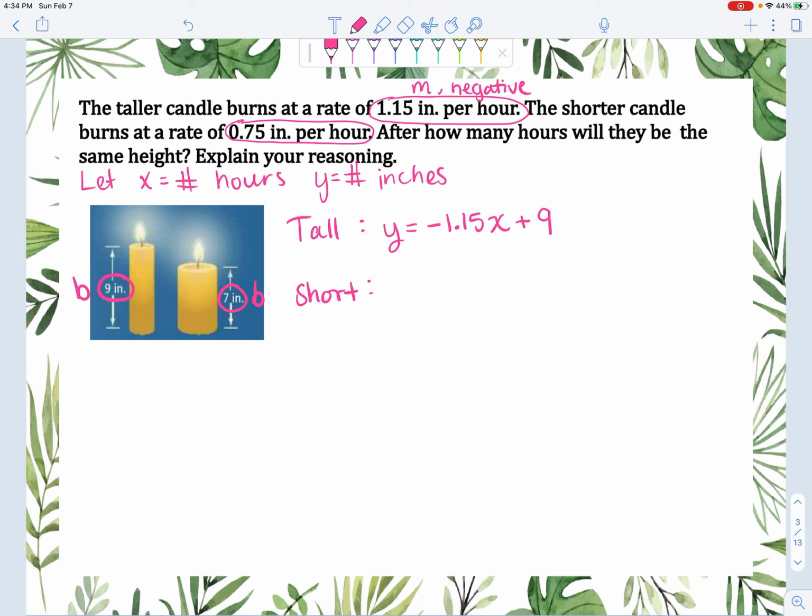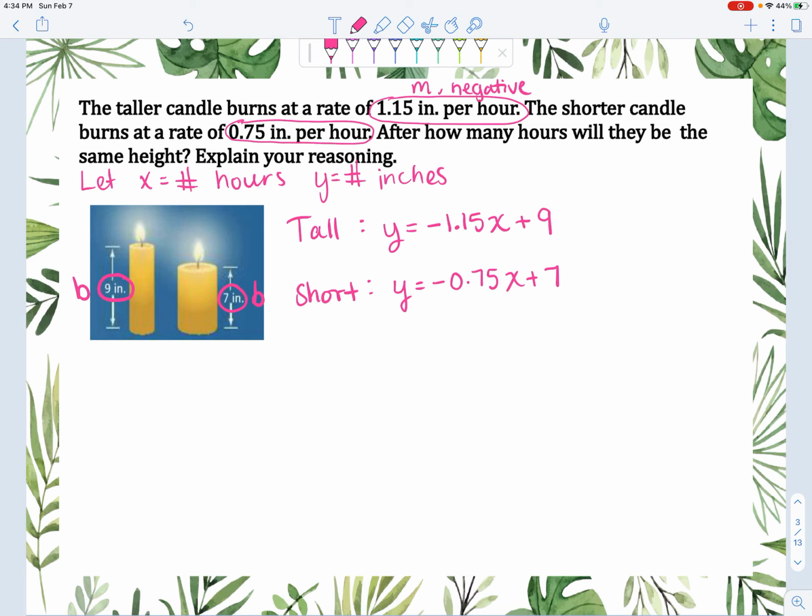For the shorter candle, it's burning at a rate of 0.75 inches per hour. So again, that's a negative slope. It's losing height over time. And that candle's initial height was 7. And I'm using a positive here because this is a positive height. Okay, so it's plus 9 and plus 7.